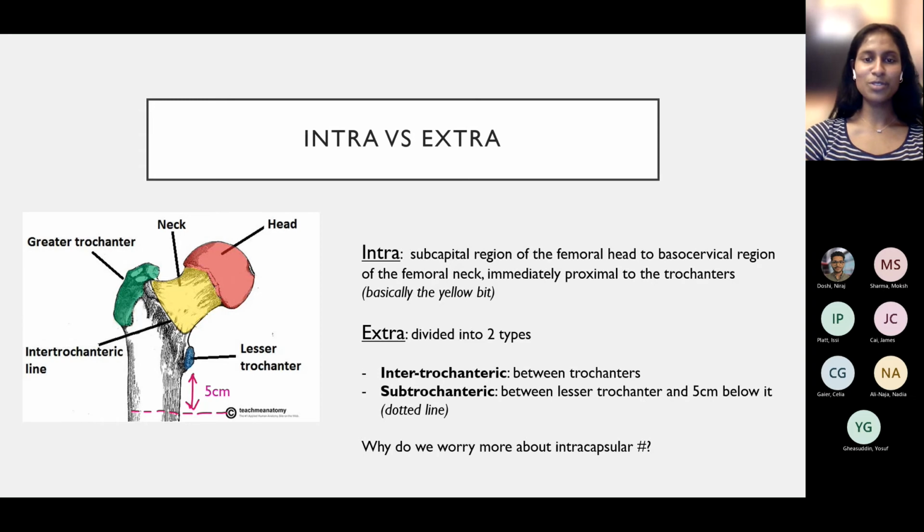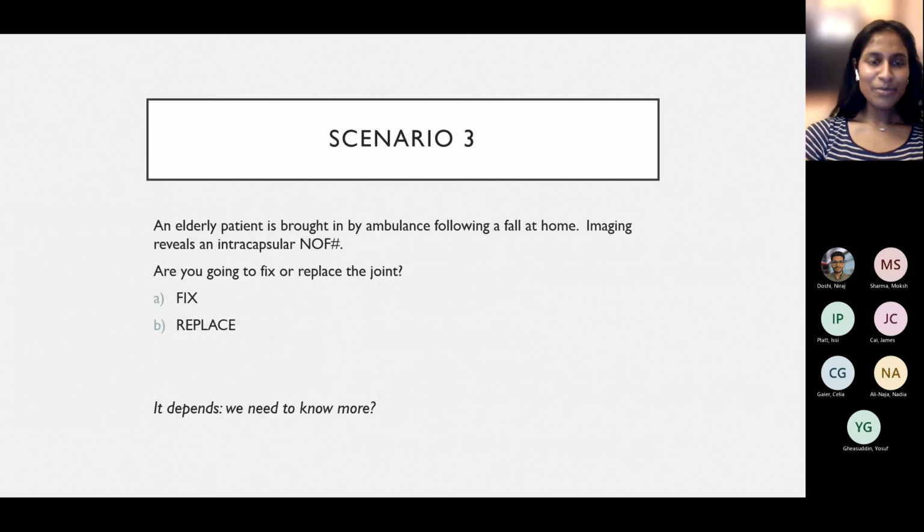Okay, fantastic, guys. You guys know your stuff. Remember, AVN is normally, and this applies to other fractures as well, like the talus, the scaphoid. AVN is one of the key things that we're worried about. So good to know. No worries, Moksh. Okay. Next, scenario 3. Have a read, A or B.